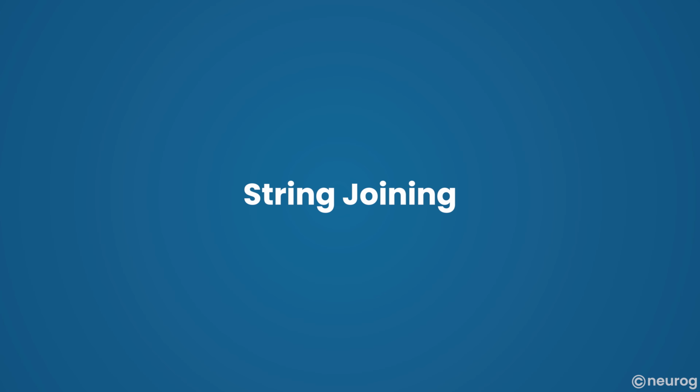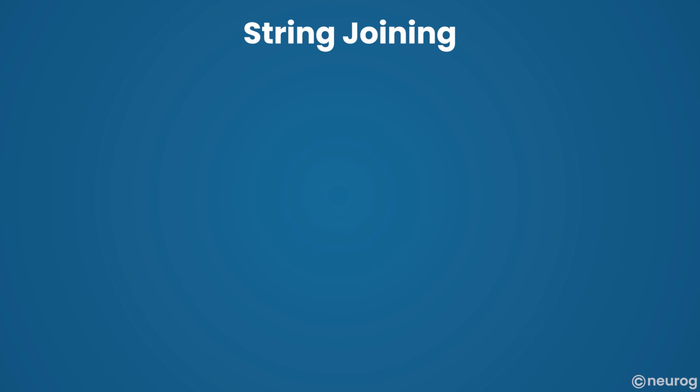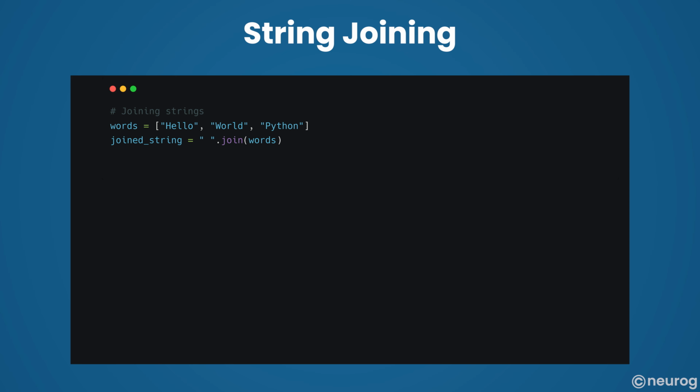String joining is used to concatenate multiple strings into one. Here's an example of string joining. In this code, we join a list of strings into a single string with spaces between them.